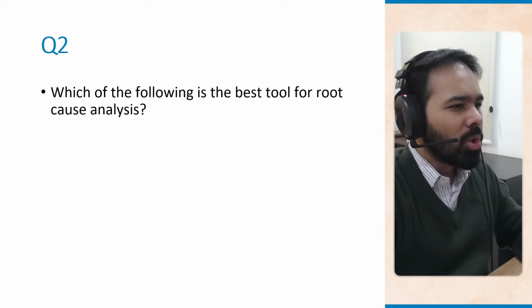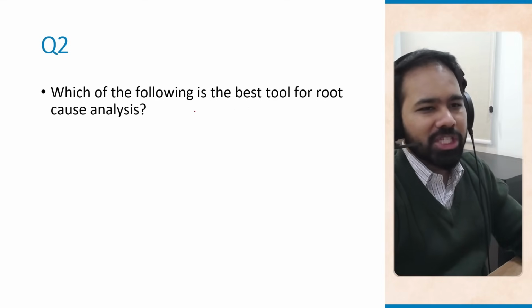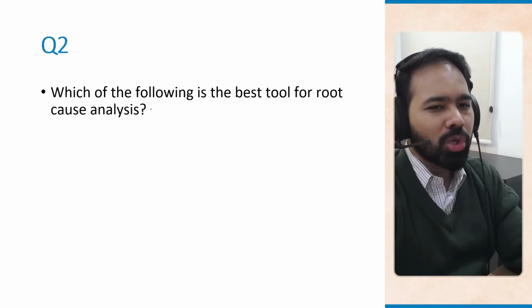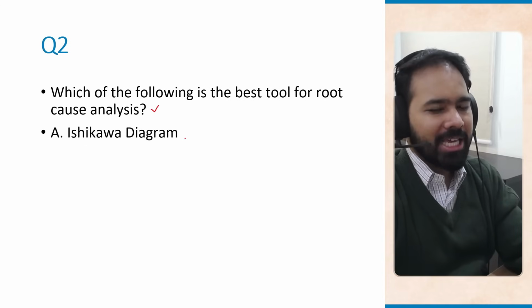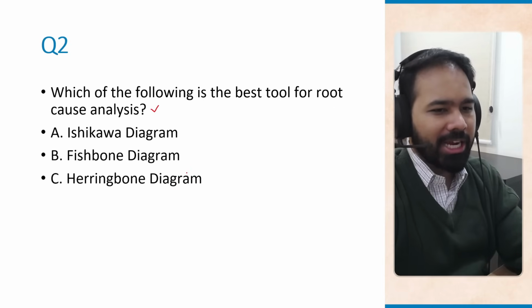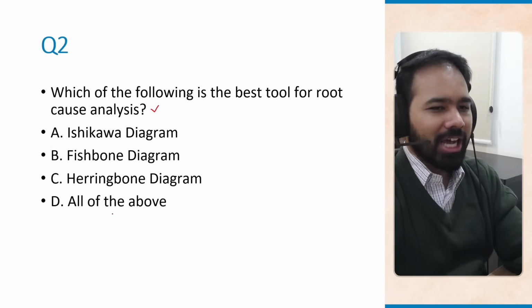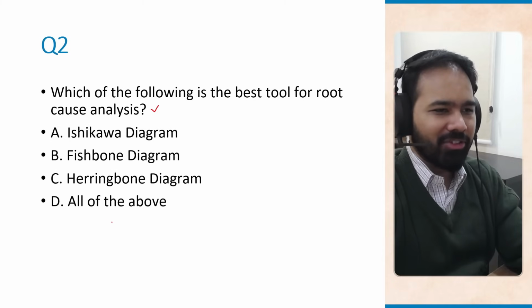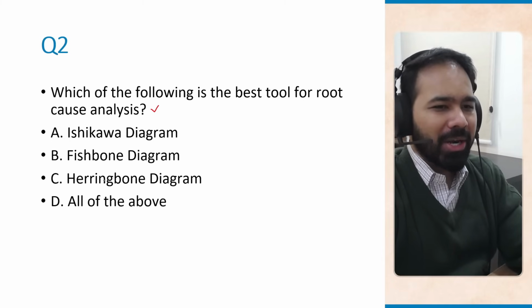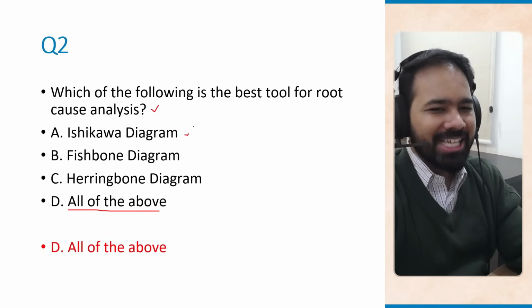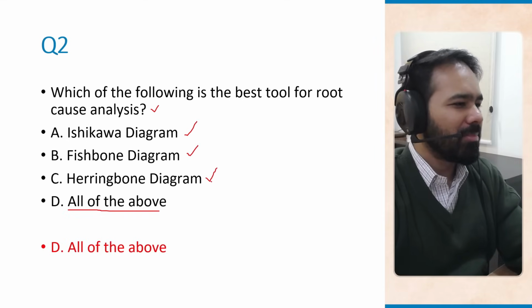Question number 2. Which of the following is the best tool for root cause analysis? Ishikawa diagram, fishbone diagram, herringbone diagram, or all of the above? The answer might be a bit surprising if you're not already aware, but all of the above is the correct answer because these three are different names for the same concept.